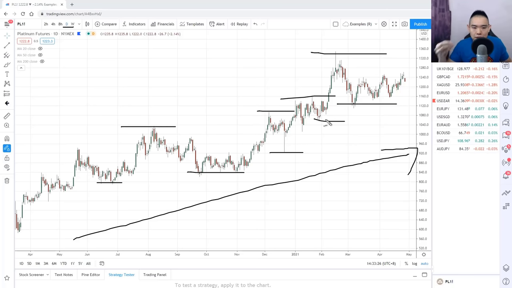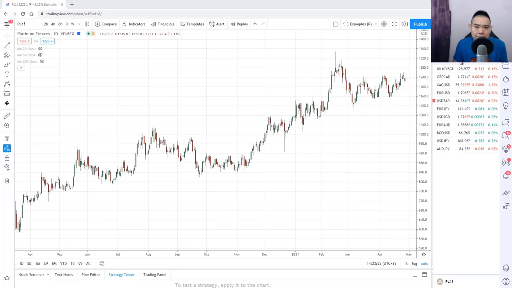Of course, I didn't draw every higher high and low on this chart. The main thing is just to pay attention to the major swing points and see whether it is heading higher, lower, or just stuck getting nowhere, what we call a range market.